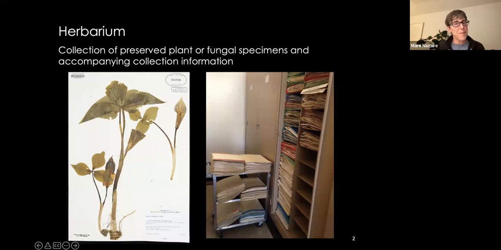I know there are some herbarium people in the crowd, but I also wanted to speak to those who are not familiar with herbaria or what an herbarium is. Essentially, that is a collection of preserved plant specimens or fungal specimens and the accompanying collections data that's used for scientific study. What I have here is a specimen on the left in RSA, and on the right, an image of our specimens in the collection.